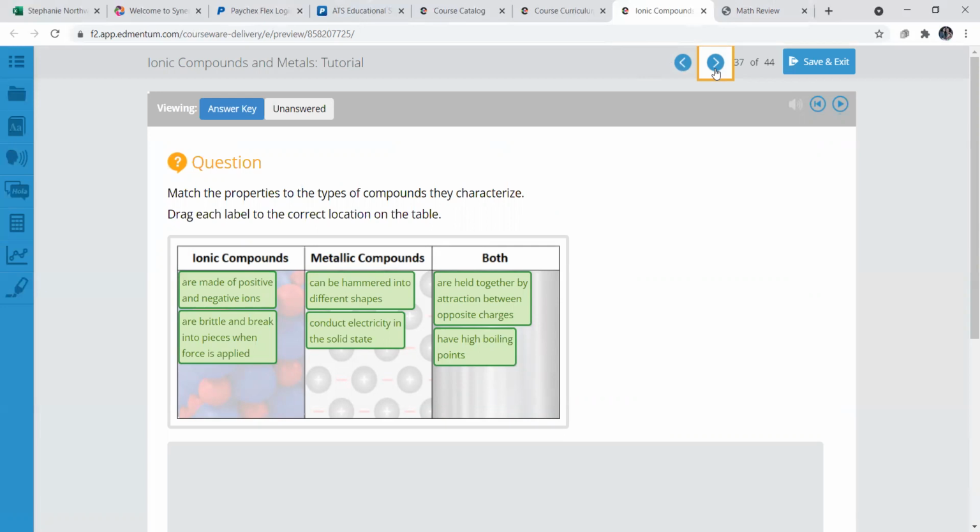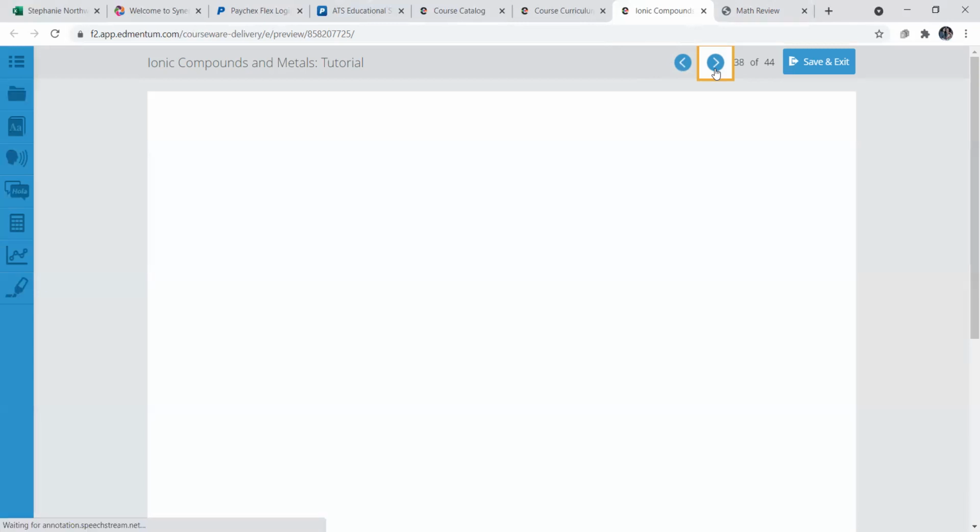Now both, let's read both. So both ionic and metallic compounds are held together by attraction between opposite charges and they have high boiling points. Pretty interesting.